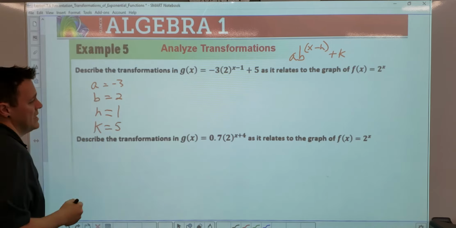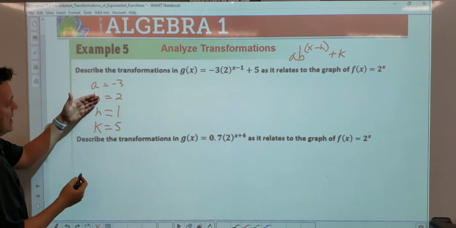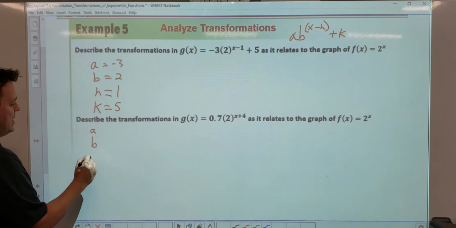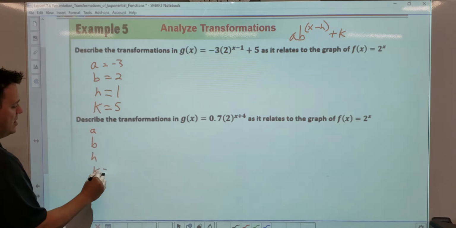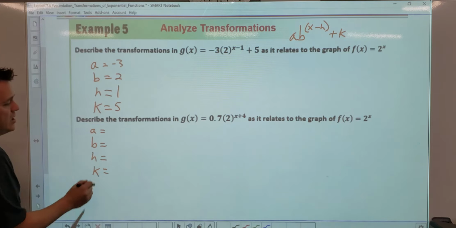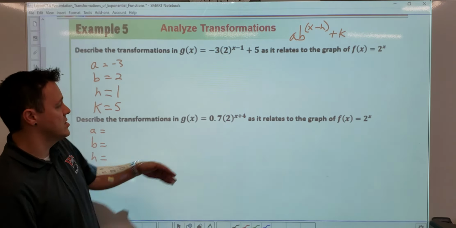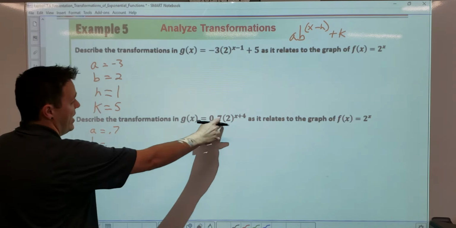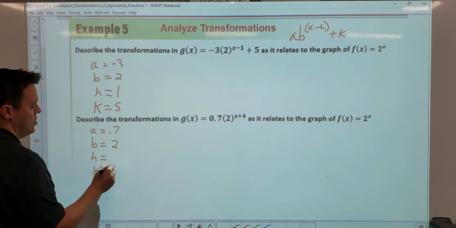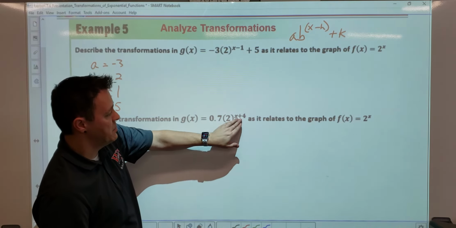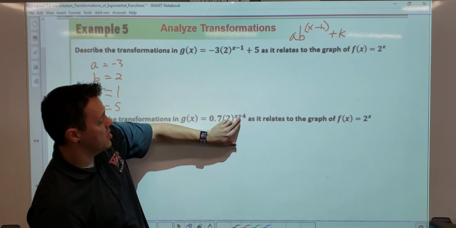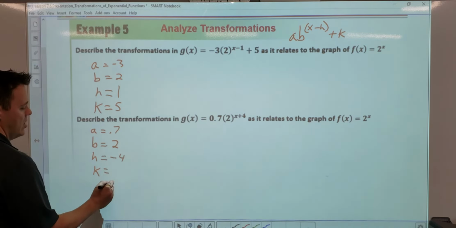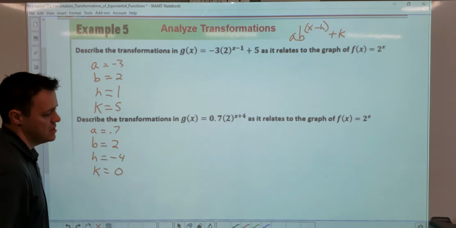And so, ladies and gentlemen, let's do the bottom one as well. The a, the b, the h, and the k are going to be the same. So the a value is going to be 0.7. My b value is going to be 2. My h, it's a plus. Remember, the only way to get from a negative to a plus is to make that number a -4. And then my k is non-existent, it's 0.